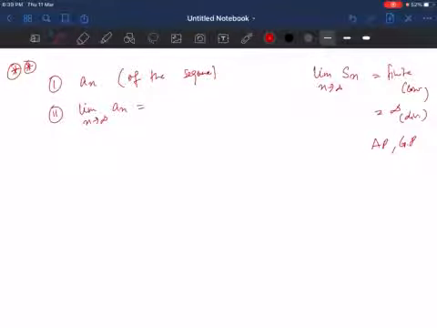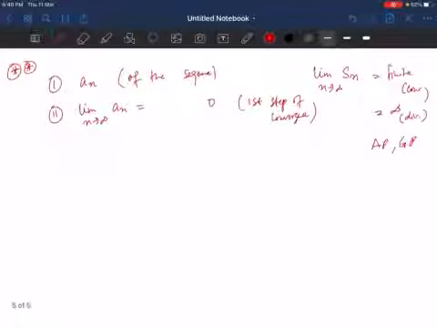Now, if the value of this limit is 0, then we can say that the first step of convergence is valid. To prove convergence, this is the first step. If it comes to 0, fine. If it does not become 0, then we can say it is not convergent at all. So this limit has to be 0. What do we mean by this? Why does it have to be 0?